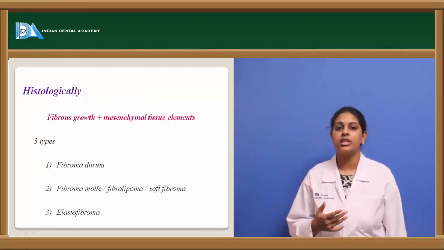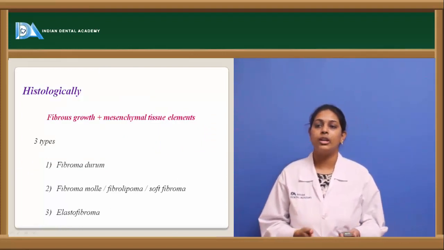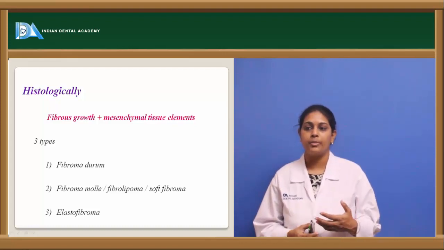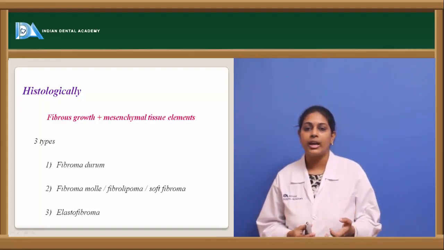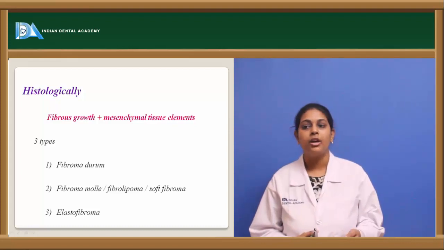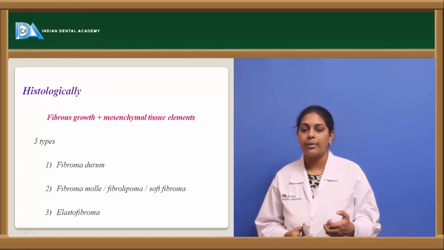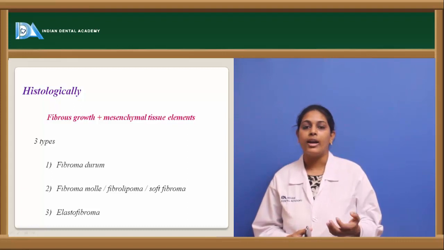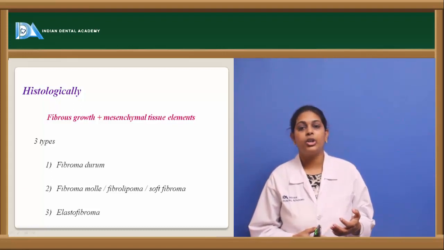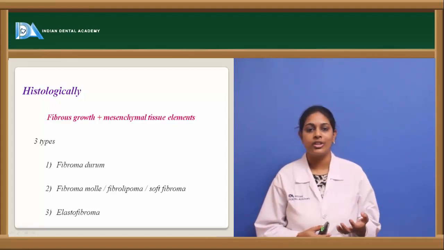Other than that, we also see certain underlying connective tissue elements known as mesenchymal tissue elements. We see that it is of three types, that is a fibroma durum type, fibroma molle or fibroma lipoma or soft fibroma type, or elastofibroma type. Fibroma durum type, that is it involves the superficial regions.